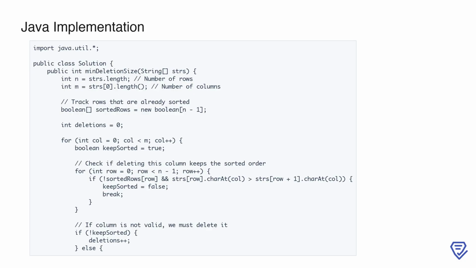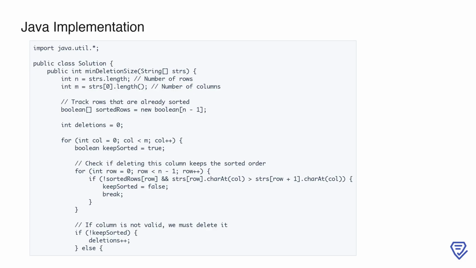Here, we begin by importing the necessary packages and defining the solution class. The method min_deletion_size takes an array of strings, strs, as input. Each string represents a row in a grid, and our goal is to determine the minimum number of columns we need to delete to ensure all rows are sorted lexicographically.